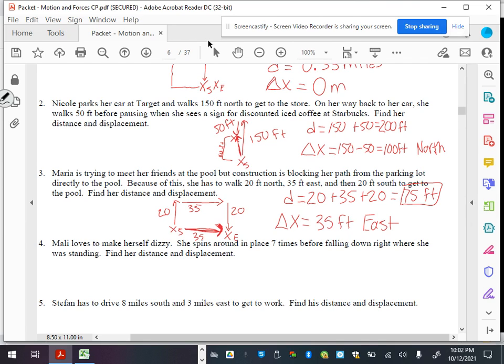Basically, if there wasn't construction, she would have been able to walk the 35 feet east to get to the pool. She would have been able to go from S to E, but since there was construction, she had to go up, around, and down. So she had to travel a longer distance, but her displacement is only 35.